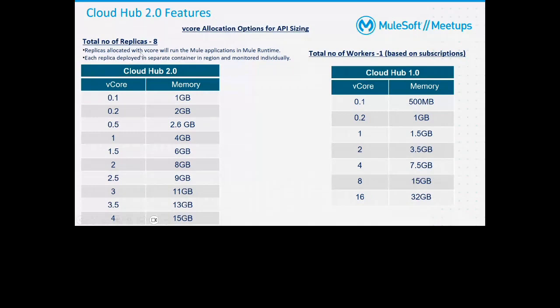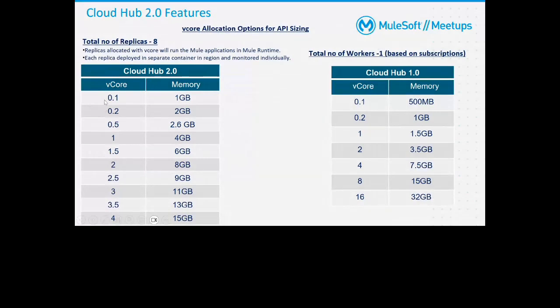So the total number of replicas is 8. A replica allocated with vcore runs the Mule application in the Mule runtime. Each replica is deployed in a separate container in the region and monitored individually. So when we select a replica, it gets deployed in a separate container. In the earlier version, we have a total of one worker based on the subscription. So to deploy an application on two workers, it would again be costly, and a subscription needs to be taken.